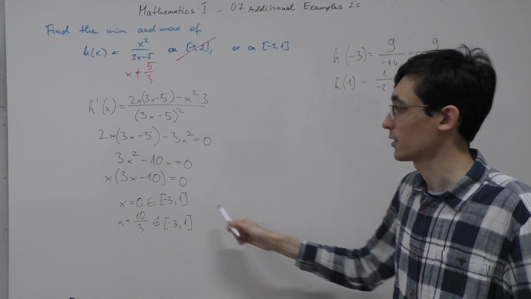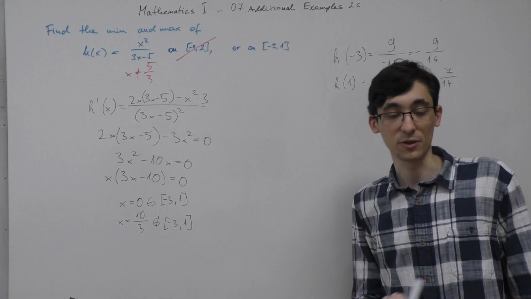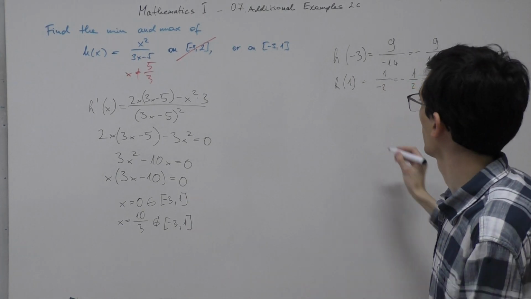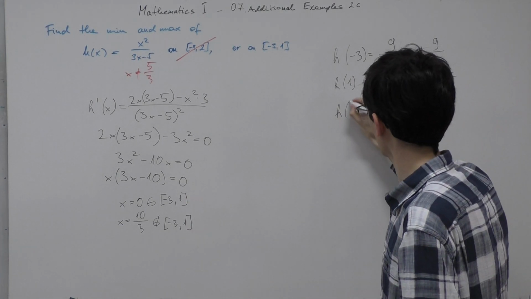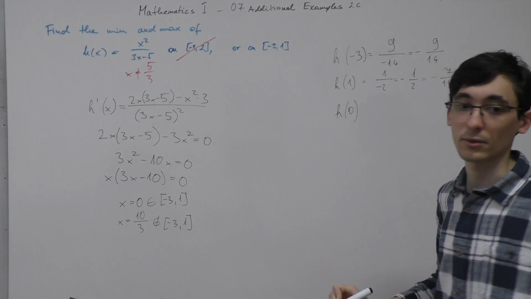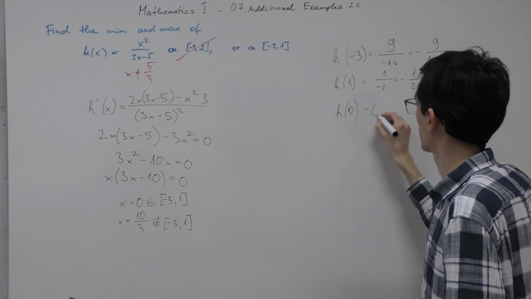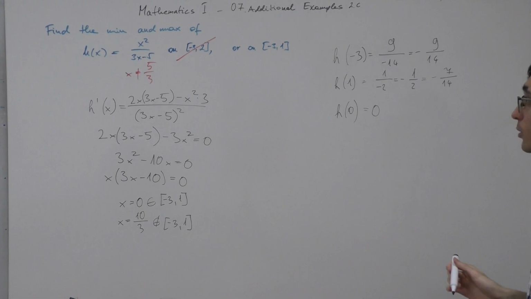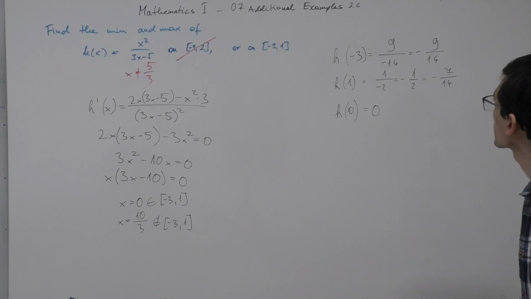So we must find the value of the function at one additional point, which will be 0. So h of 0, luckily is easy to calculate, will be 0. And now we have 3 values here, which we must compare.